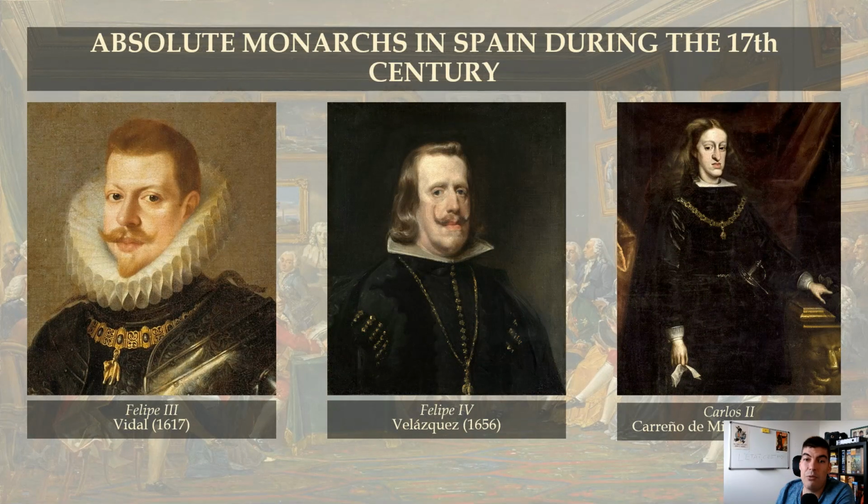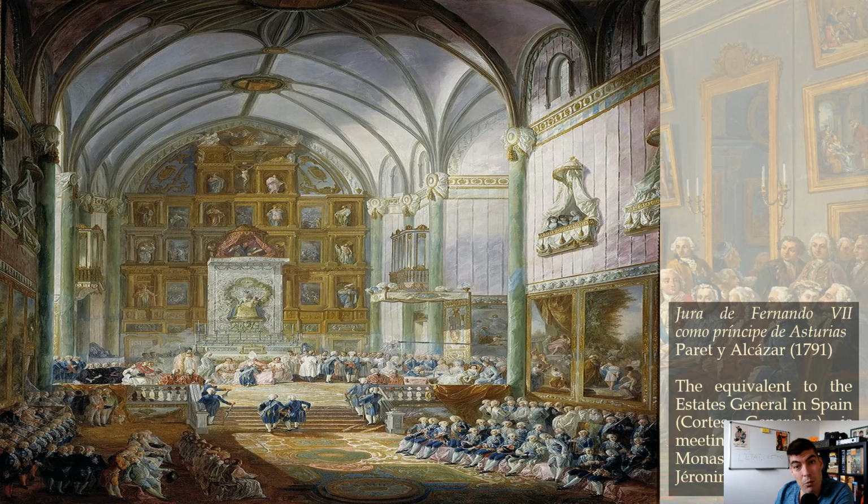We also had absolute monarchs in Spain during this 17th century, and as you already know, they were Felipe III, Felipe IV, Carlos II. I refuse to translate the Spanish names. And also in Spain, we had a parliament, whose name was Las Cortes Generales. It's the same name as the legislative power we have nowadays, okay? And here they are meeting in the Real Monasterio de San Jerónimo in Madrid, next to the Museo del Prado.